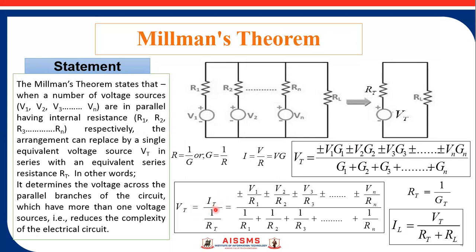Vt equals IT upon GT, where GT is 1 upon RT, and IT equals V1 upon R1 plus V2 upon R2, and so on. We can simplify this theorem by using this formula, Vt equals IT divided by 1 upon RT.